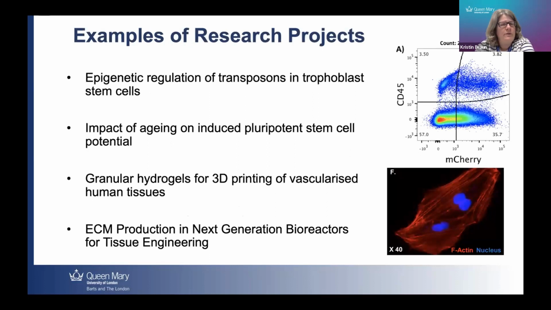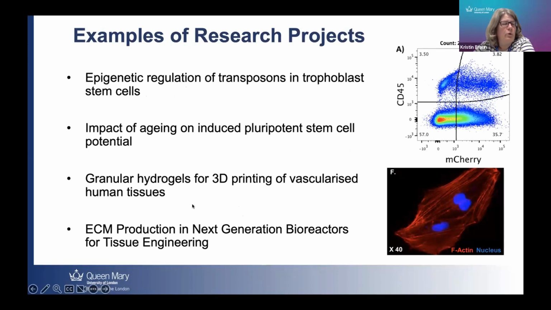I just want to give you some examples of research projects that are actually being offered to our current students. So you can see these top 2 projects are focused more on stem cells. So the first one is related to epigenetic regulation of transposons and trophoblast stem cells. So looking really early during development. And then at the other end of the spectrum, we have a project focusing on the impact of aging on induced pluripotent stem cell potential.